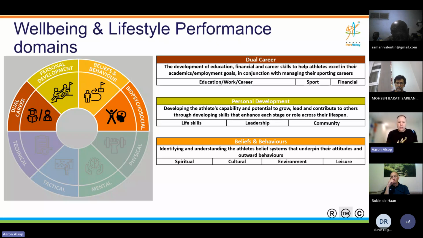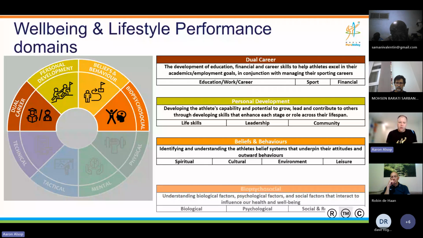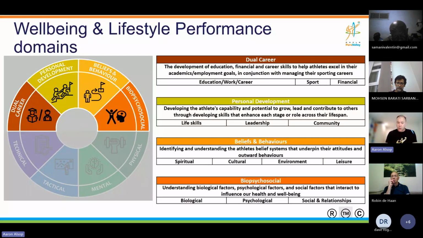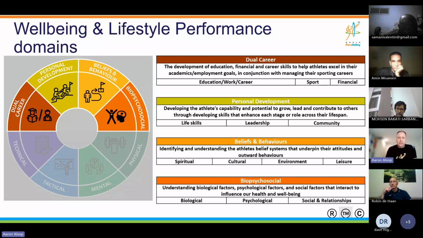And then the last one is where we look at what we call biopsychosocial. Bio meaning the biological body, the psychological meaning our mind, so we're talking about our mental health and psychological well-being, and then we're talking about the social relationship piece. Knowing that athletes have a range of social environments they're interacting with, and what we do around those relationships. These are the 4 areas we call our well-being and lifestyle performance domains that complement the other sport performance domains to make sure that we're looking at the athlete as a person.